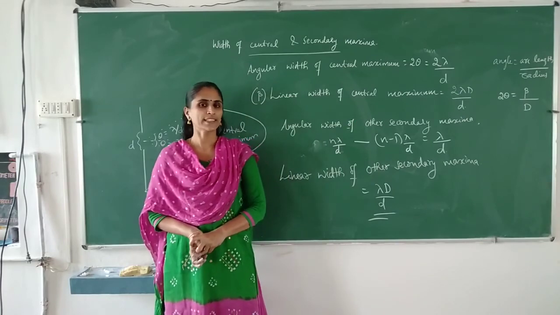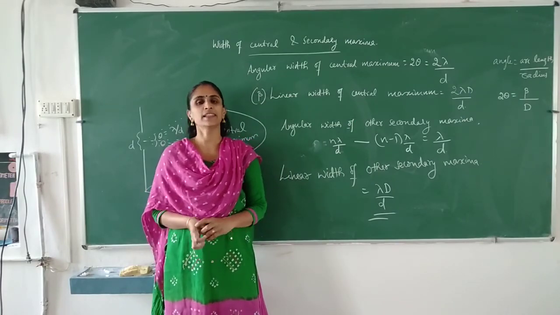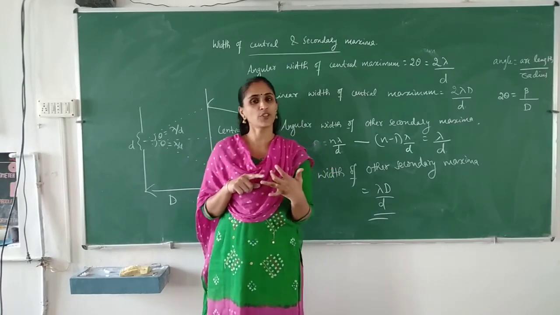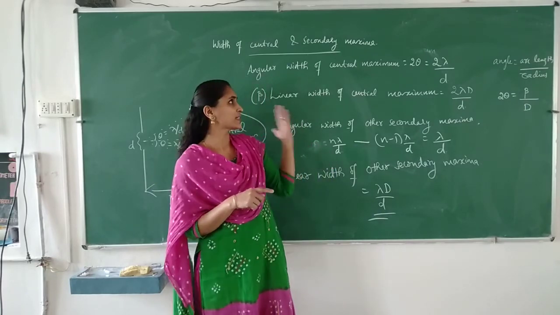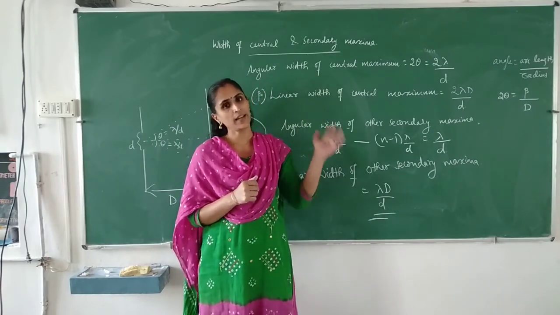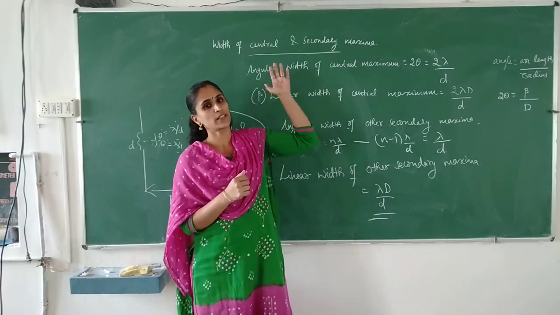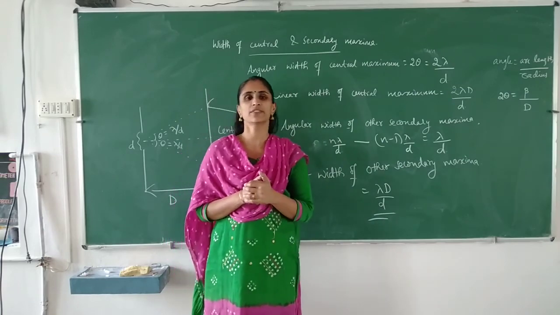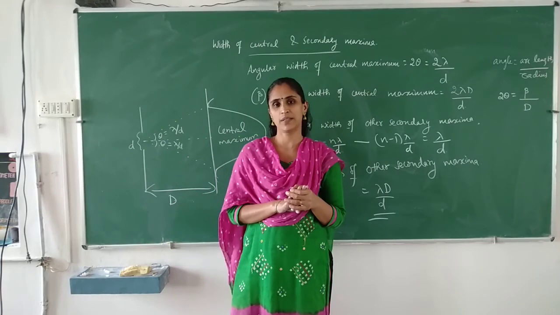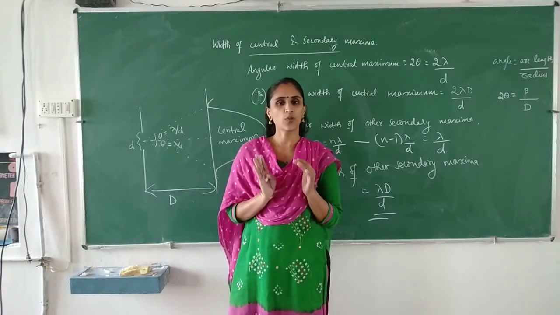Okay, is it clear? So today we discussed what is meant by diffraction and diffraction due to a single slit, and we discussed the intensity distribution curve in diffraction and the expressions for the angular width and linear width of the central maximum and other secondary maxima. Okay, is it clear? I hope all of you understood.